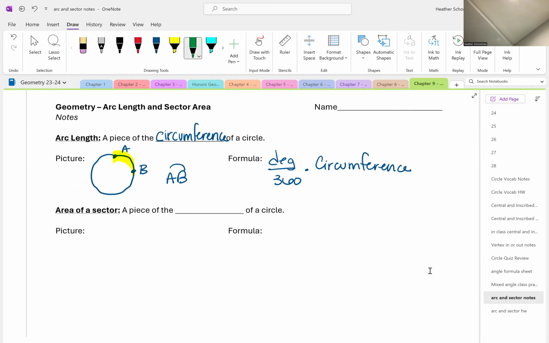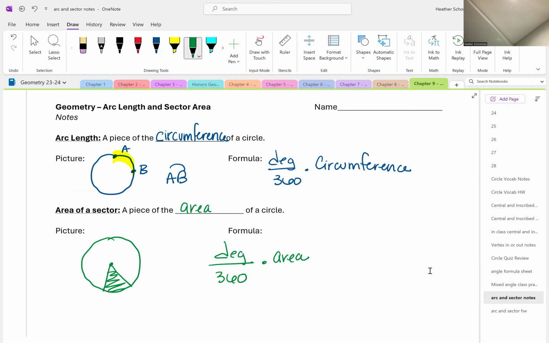Okay. The next one is a sector, and we're going to be finding the area of a sector. And a sector is a piece of the area of a circle. And if you remember, a sector is going to look like a slice of pizza. And the formula for a sector is degree over 360 times the area.